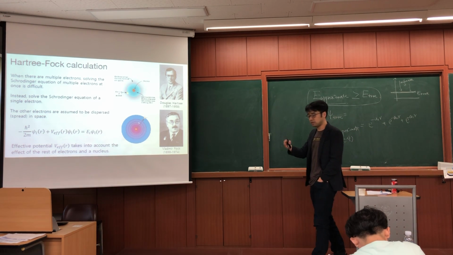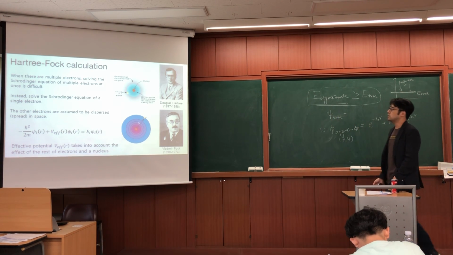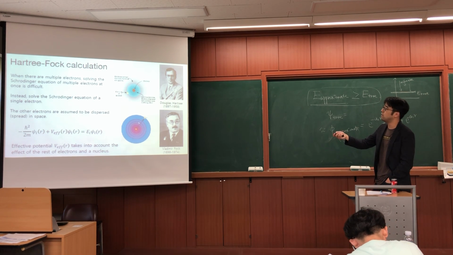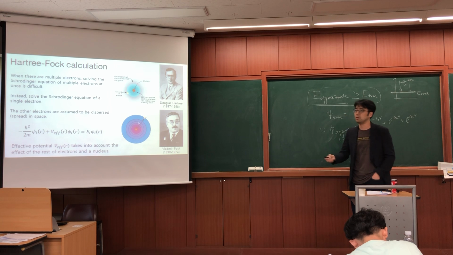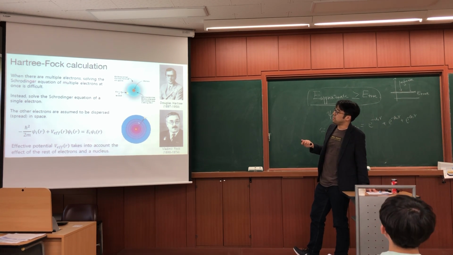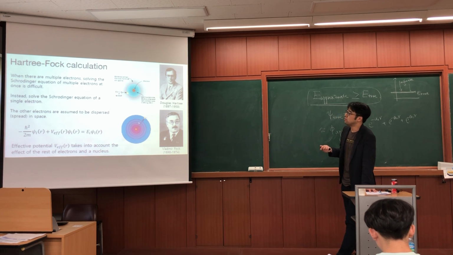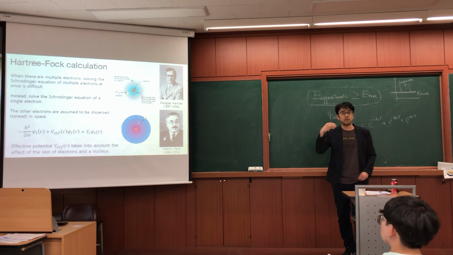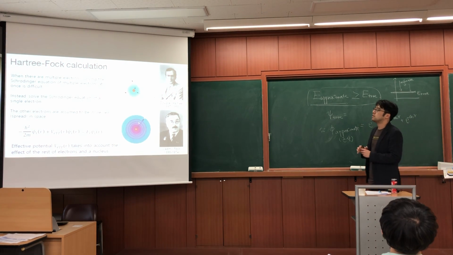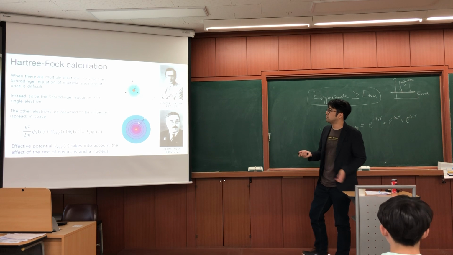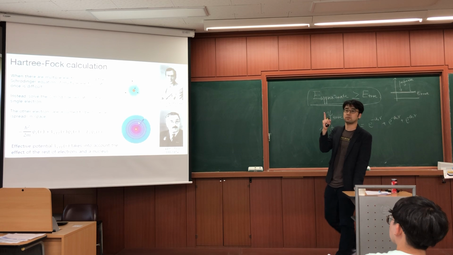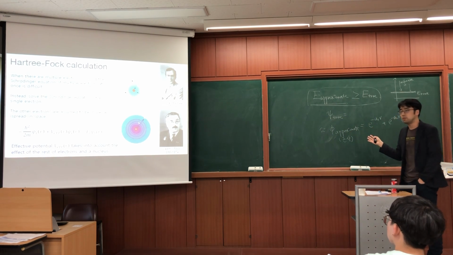What does the Hartree-Fock calculation mean? As we talked before, we have to calculate the energy of multiple electrons, but solving the Schrödinger equation of multiple electrons is difficult. So instead of solving the Schrödinger equation of multi-electrons at the same time, we only solve the Schrödinger equation of one electron instead of solving multiples at a time.